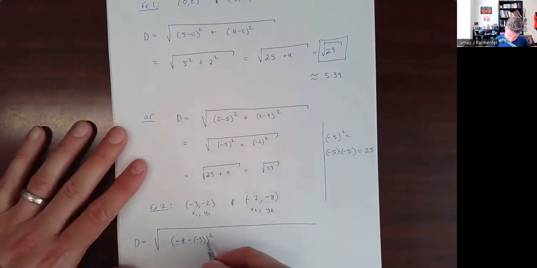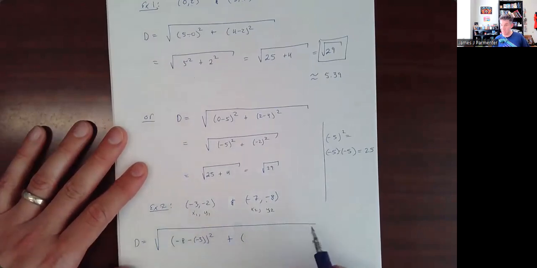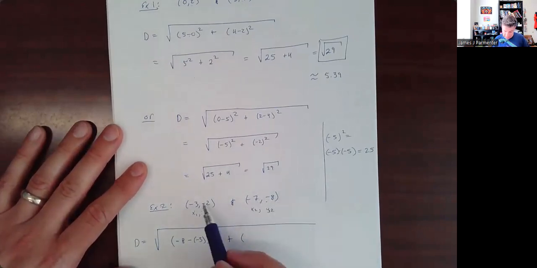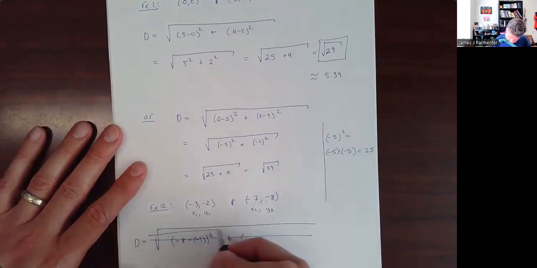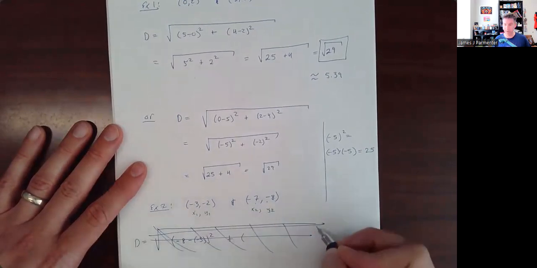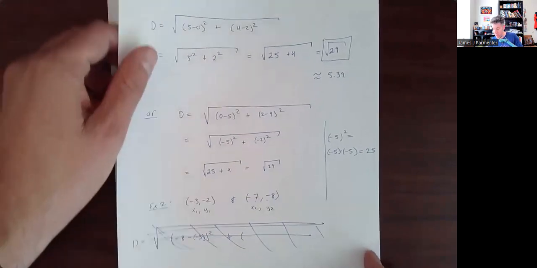So negative 8 minus negative 3 squared plus, oops, I made a mistake. I did negative 8 minus negative 3. That's y minus x. That is not going to work. I need to do x minus x. So let's try that again. I might run out. Let's get a new piece of paper because I'm going to run out of room here.